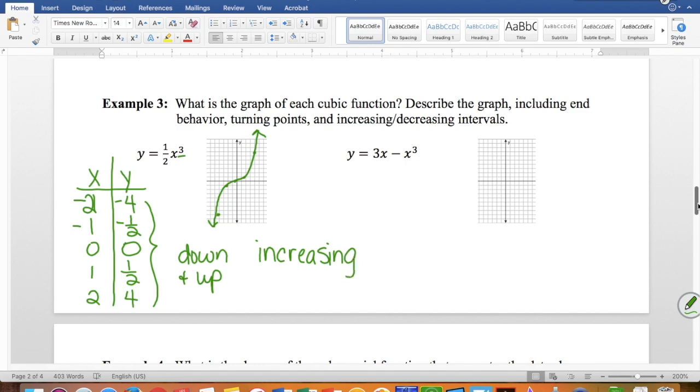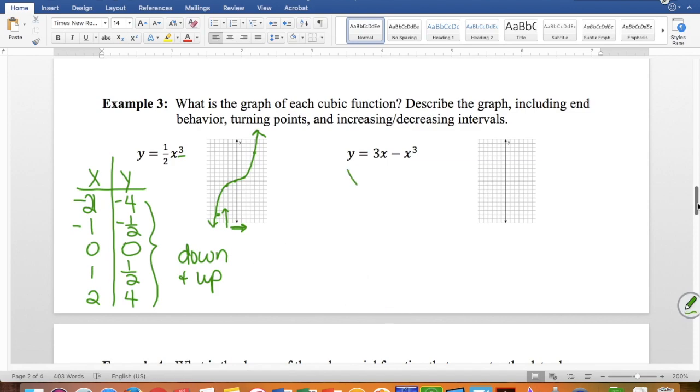Now, I want you to understand that y is increasing. So even though right here my behavior is down, technically my y values are increasing. As x increases, y is increasing. So my turning points will create some different increasing and decreasing intervals. So let's go ahead and do this next one.